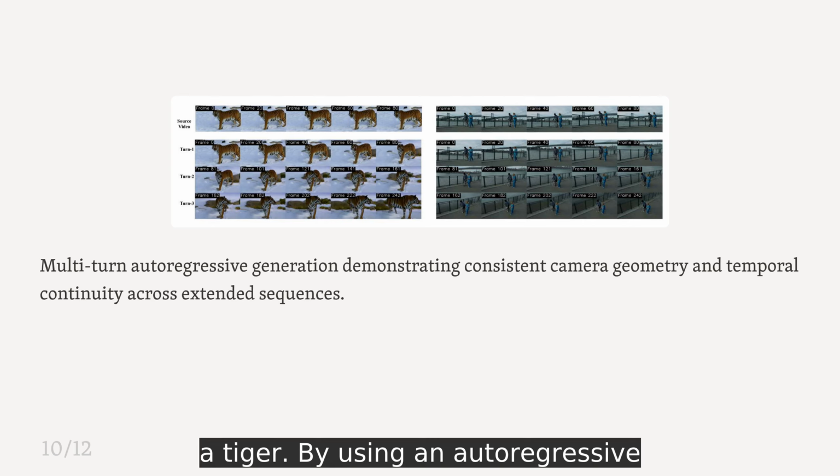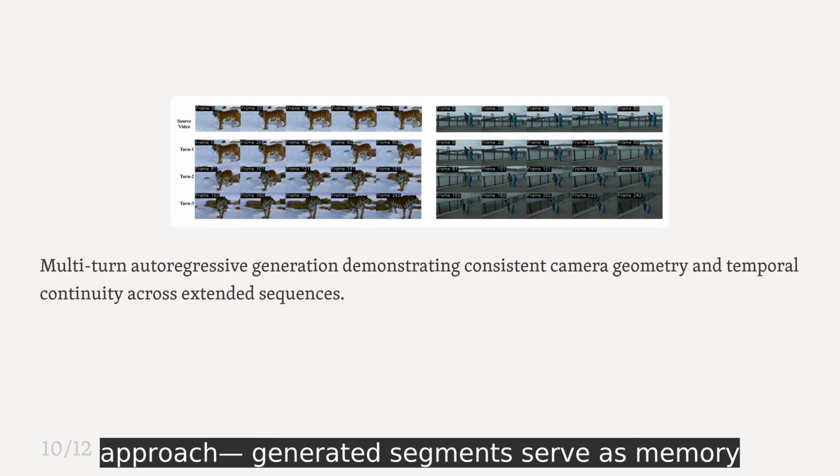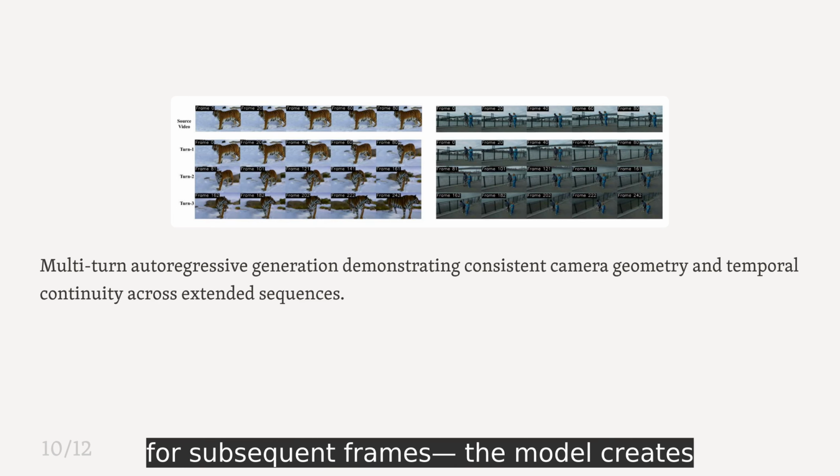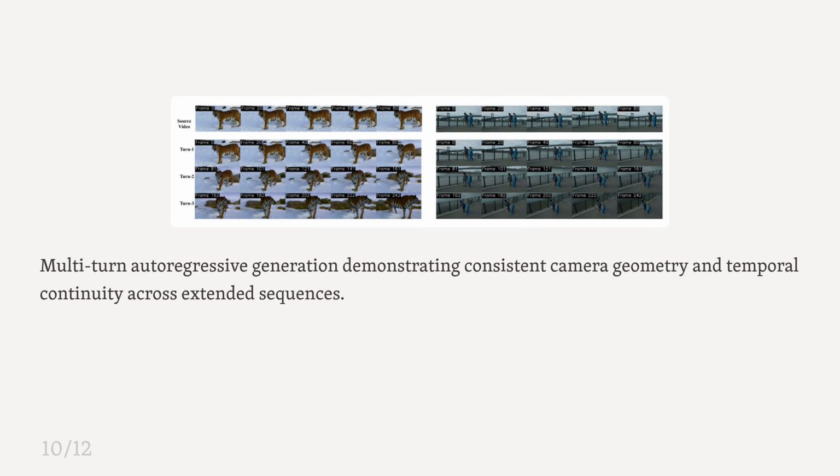The capabilities extend beyond short clips, as seen in this figure of a tiger. By using an autoregressive approach, generated segments serve as memory for subsequent frames. The model creates long, consistent explorations, allowing for a complete rotation around the subject.